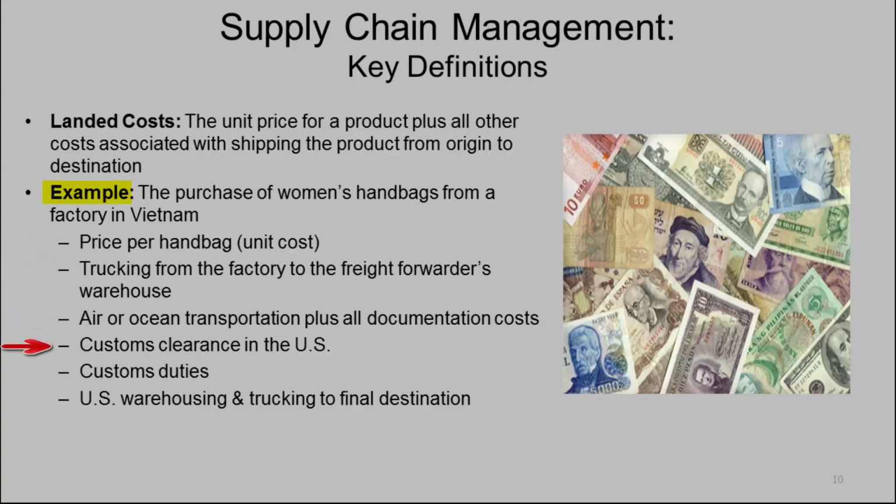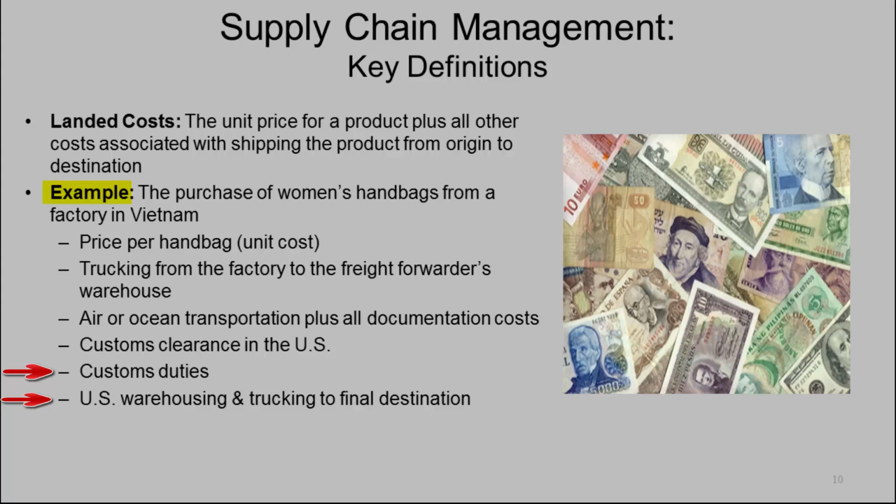Customs clearance in the United States, there's a charge. Customs duties. In Module 1, we talked about a 5% duty on socks coming into the U.S. from the Dominican Republic. Well, what if these Vietnamese handbags have a 15% duty on them? If we're trying to calculate the real cost of these goods as the importer in the United States, and we don't consider that 15% customs duty, that's a huge problem. Customs duties are a big part of landed cost calculation. And then any other costs, last hash mark here, for warehousing and trucking to final destination.